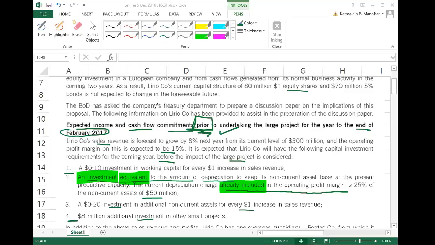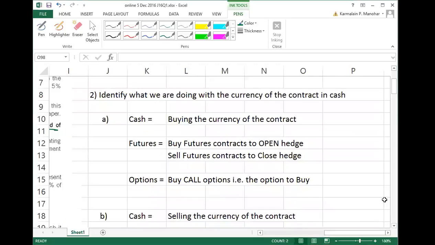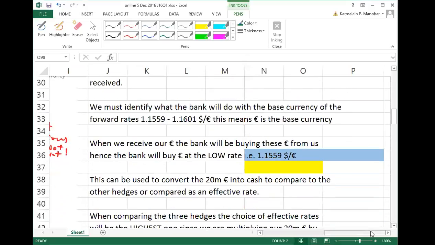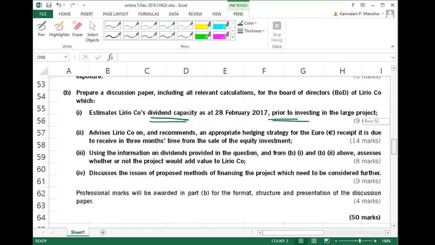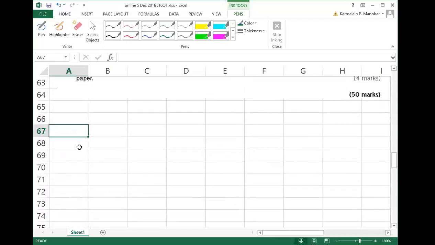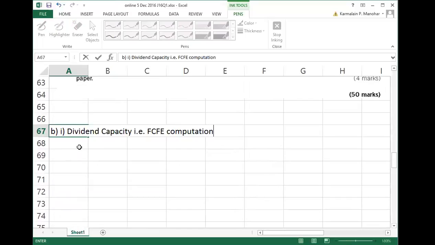So let us, without further ado, start crunching some numbers here. Where do I put this? I could put it below the question. I have enough space there. All right, so B part 1, dividend capacity, i.e. FCFE computation. So we want to start with some sort of profits or some sort of net income, which was equal to what were we given on top? Operating profit.